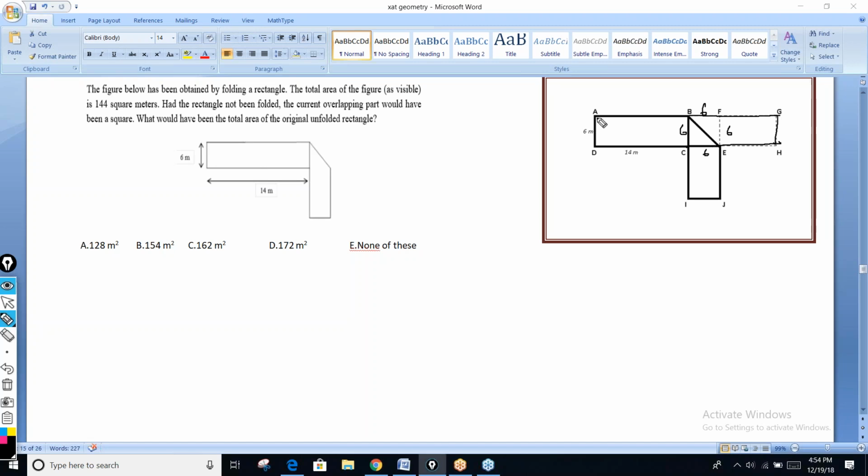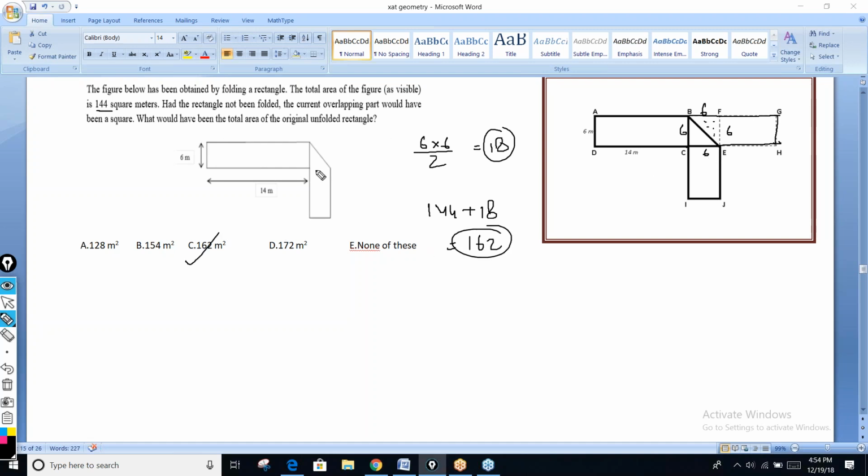That area has been added in this 144. This area has been added in this 144. This area has been added in this 144, but this area has not been added in this 144. So to find the complete area, we need to just add this area as well. So what is that area? The area is 6 into 6, half of the triangle. So we need to add 18 to this area to get the complete area. So the correct answer is 162 square centimeters.